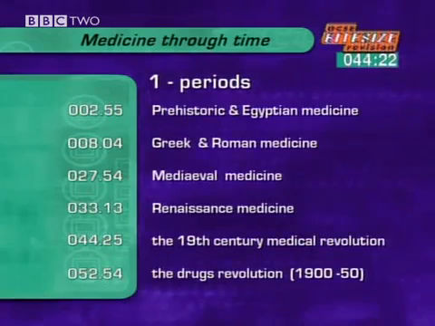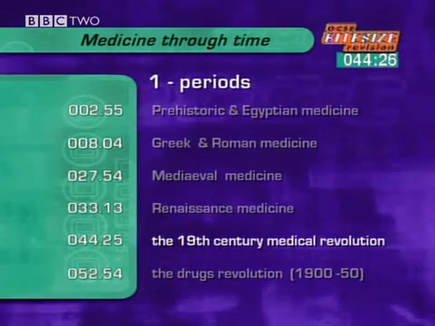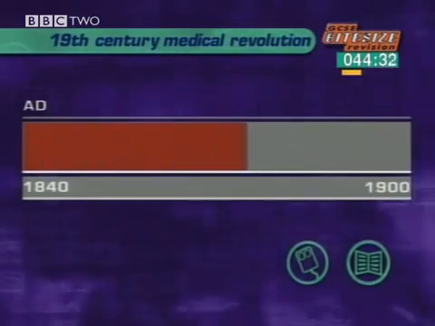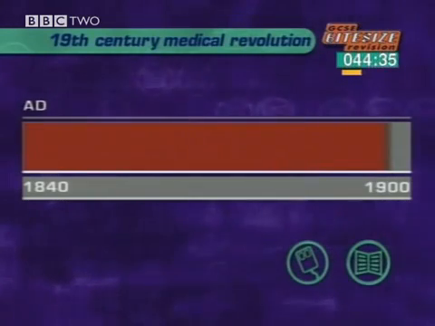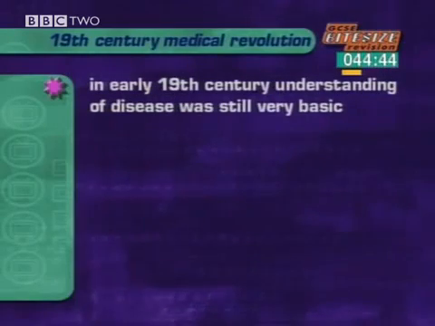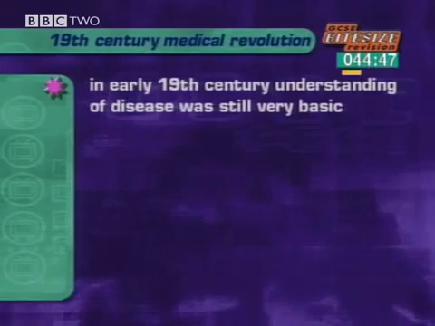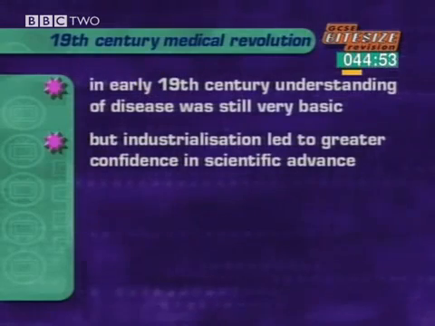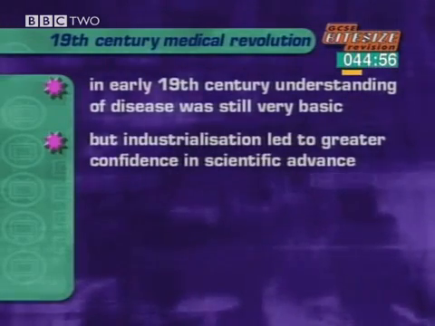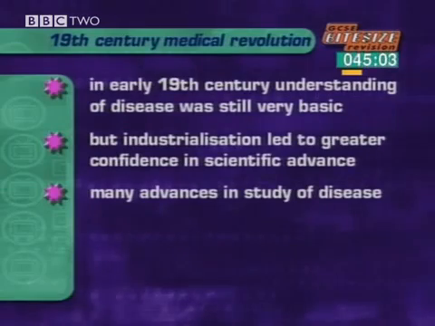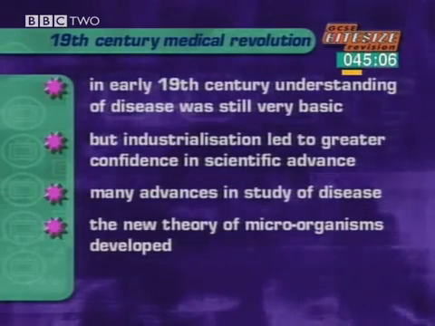Up to 200 years ago, change in medical knowledge and practice had mostly been extremely slow. In the 19th century, however, things began to change very fast. At the beginning of the century, understanding of disease was still very basic. In fact, some still believed in the four humours. But by the 1850s, the Industrial Revolution had brought enormous wealth to many European countries. Industrialisation helped bring greater confidence in scientific and medical progress. Across Europe, advances were being made in the study of disease, including the revolutionary new idea that disease was associated with tiny organisms or microbes.